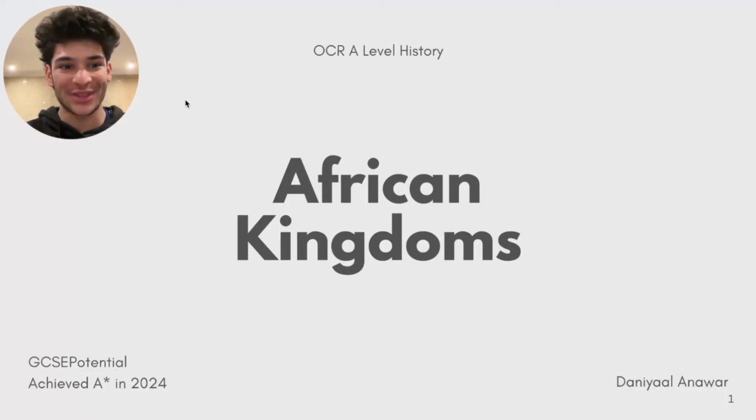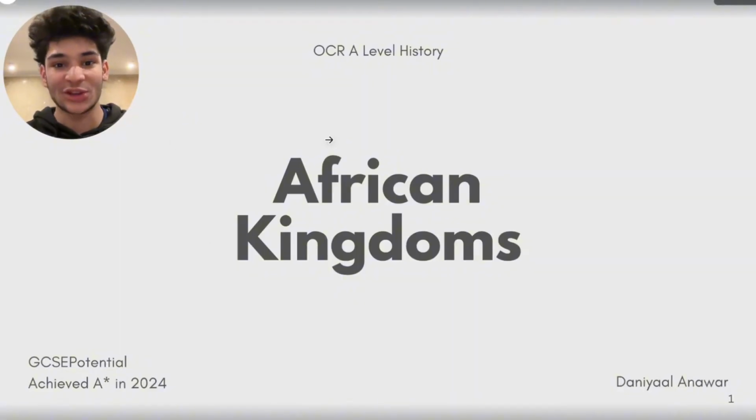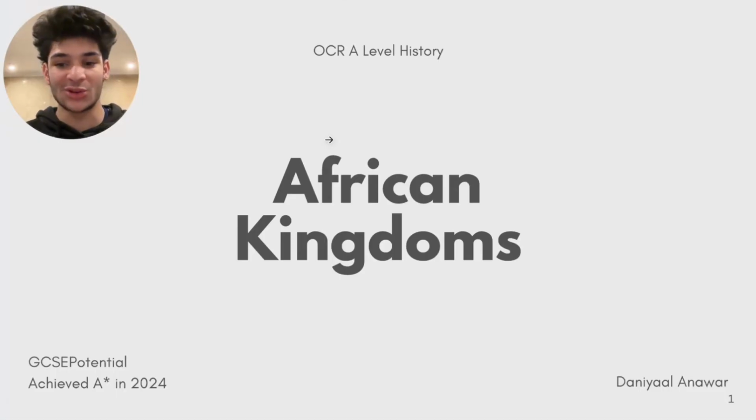Through absolutely everything you need for African kingdoms to achieve an A-star in African kingdoms. So I'm going to be covering the knowledge, the important, high-yield knowledge, exam technique, and then finally how to revise to achieve the A-star. I achieved an A-star in 2024, as you can hopefully see on the bottom left of my screen. This is OCR A-level history, the African kingdoms module is unit 2, but I'll touch into all of that in a minute. So let's get started.